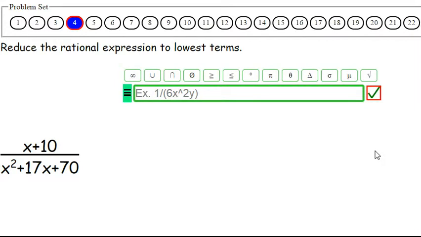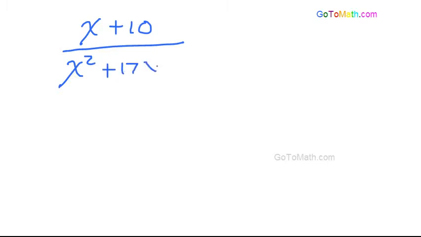Okay, so I'm going to write this down. X plus 10 over x squared plus 17x plus 70. Uh-oh, we're back to factoring quadratics again. Oh my gosh. How do you like that line? It looks like we're going to need to factor the denominator.